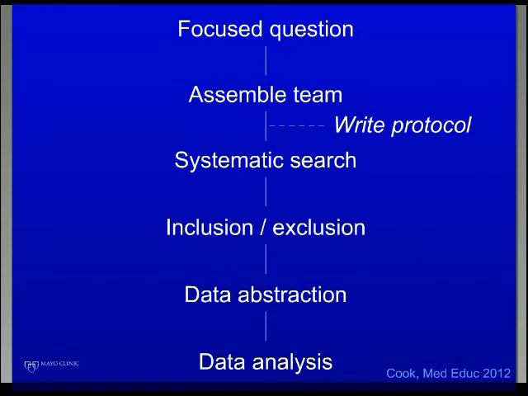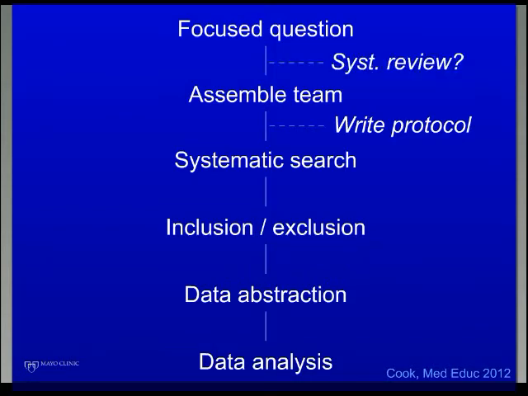You want to write down your focused question. You want to write down your search strategy and your inclusion and exclusion criteria. Outline at least roughly the elements of data abstraction, and plan your data analysis. This is really important, and many journals will ask you to submit your systematic review protocol at the time of submission, and it's good to be prepared to be able to do that.